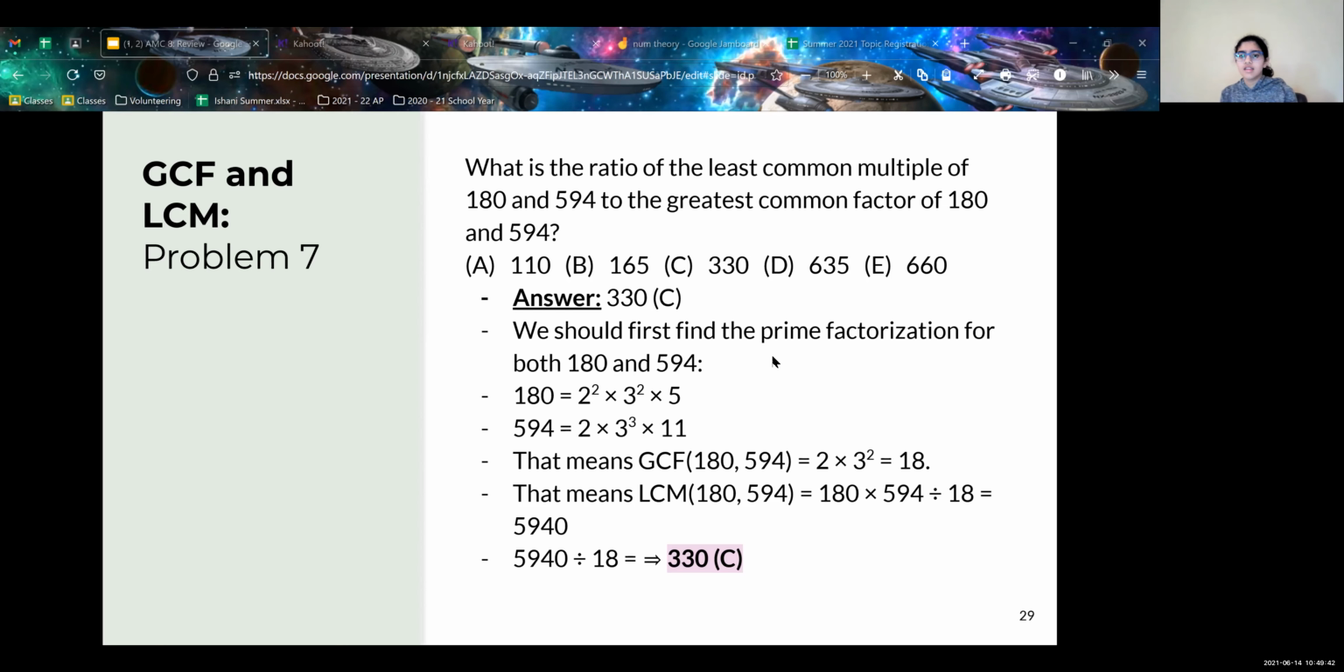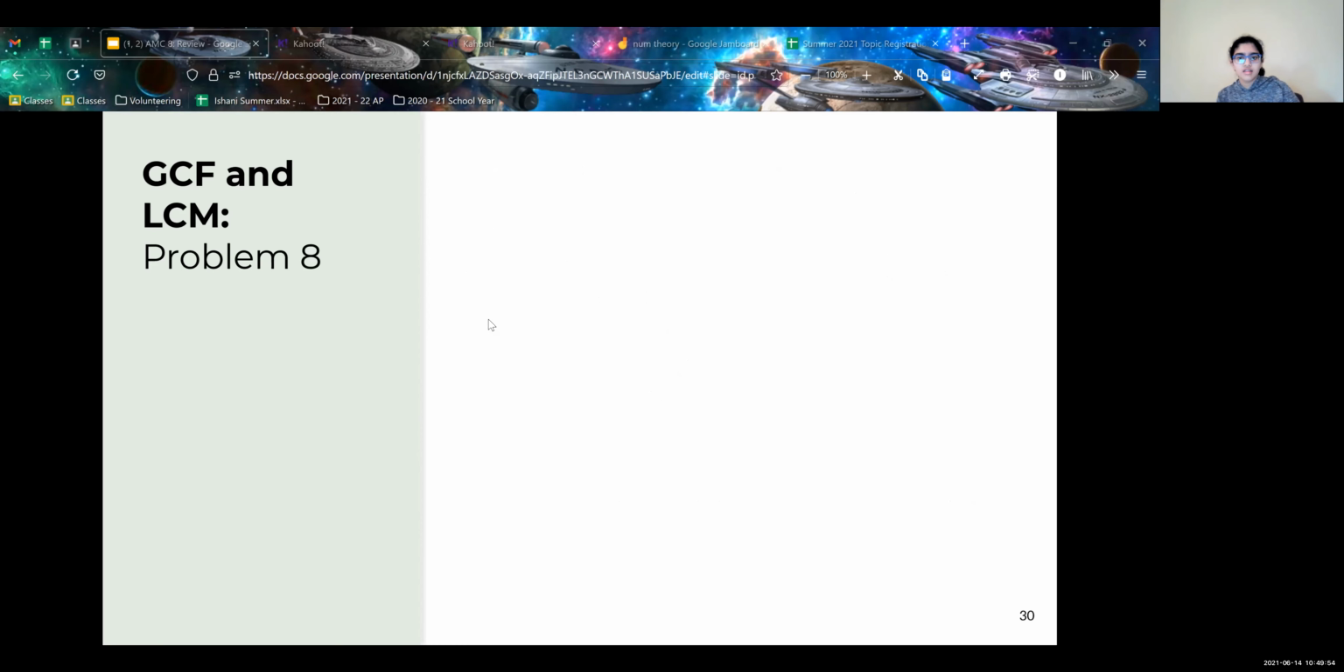So that means that the answer to this question would be 330, because you do 5940 divided by 18, meaning the answer is C. And yeah. Then this is our last problem before we have our break.